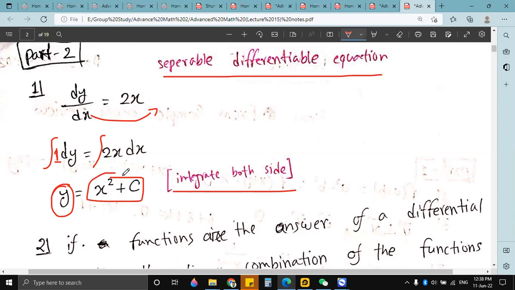So yes, can you understand this one? Can you explain it again?